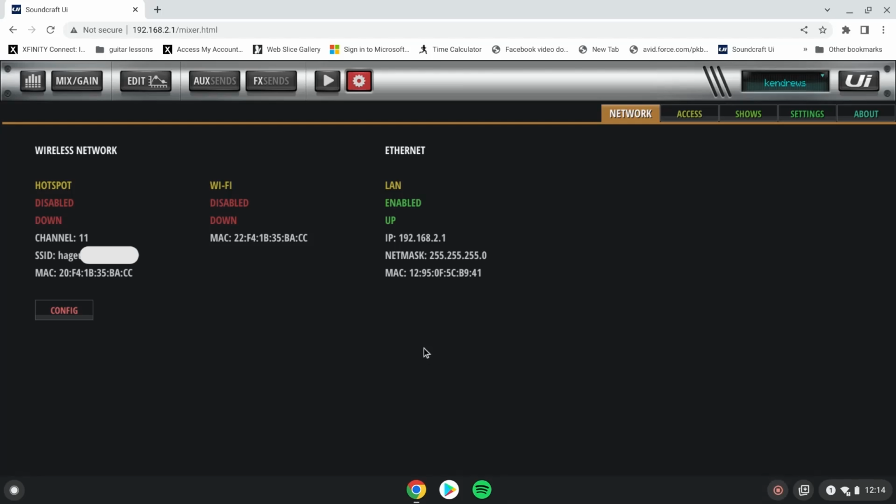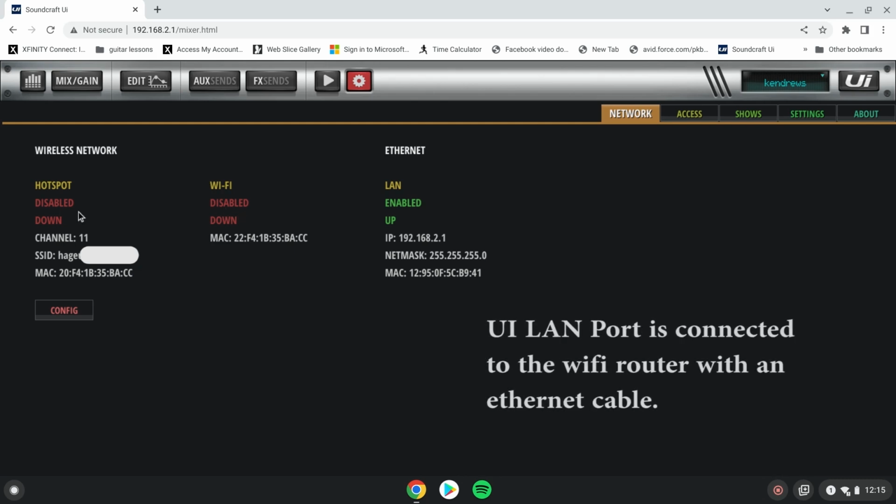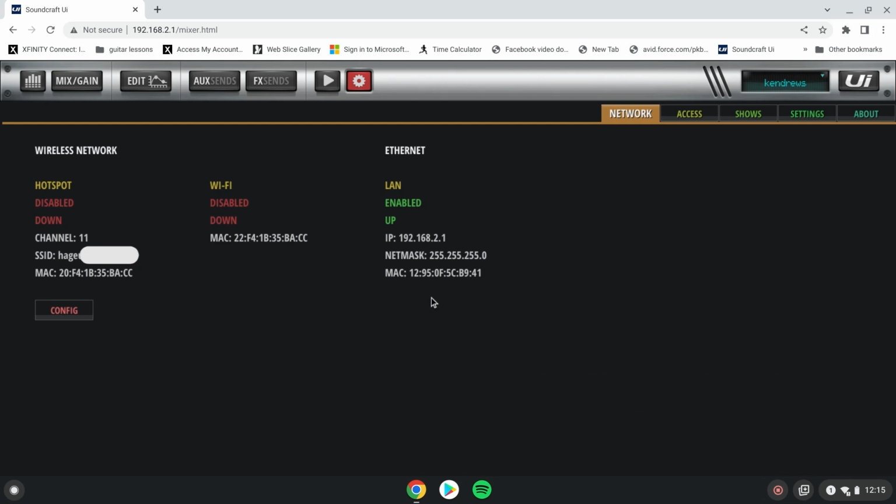Okay, starting with the configuration of the UI unit, you'll notice I have the hotspot and the Wi-Fi disabled. If I enable either of those, this unit will crash, so they are disabled. The LAN is enabled and connected to my Wi-Fi router, and I have a static IP address assigned to it of 192.168.2.1. That is a private address.